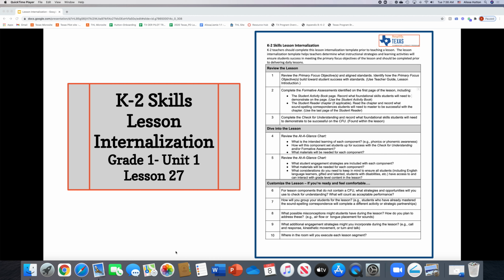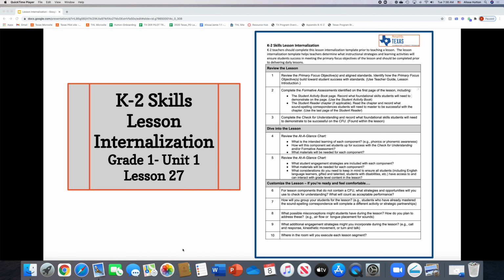Welcome to a walkthrough of the K-2 Skills Lesson Internalization. Kindergarten, first, and second grade teachers should complete this lesson internalization template prior to teaching a lesson. The lesson internalization template helps teachers determine what instructional strategies and learning activities will ensure students' success in meeting the primary focus objectives of the lesson and should be completed prior to delivering daily lessons.